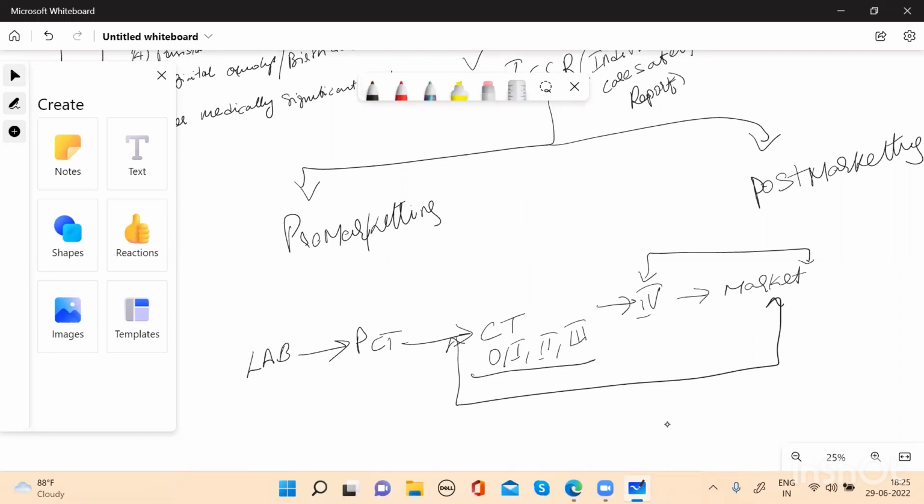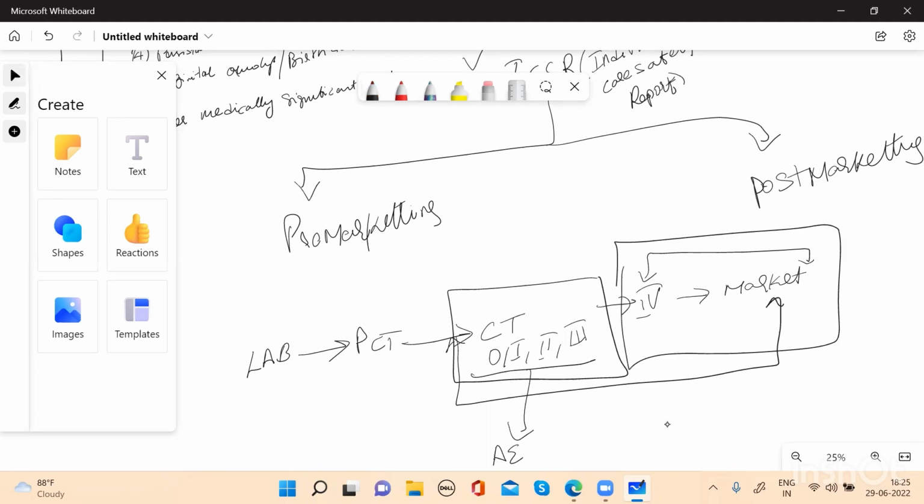Because during clinical trials you also have adverse events, which have to be handled as per pharmacovigilance. So there are two types of individual cases. One is pre-marketing, before it comes into market. One is post-marketing, which is your phase 4 or market pharmacovigilance. So this covers clinical trial cases as well as marketed cases.